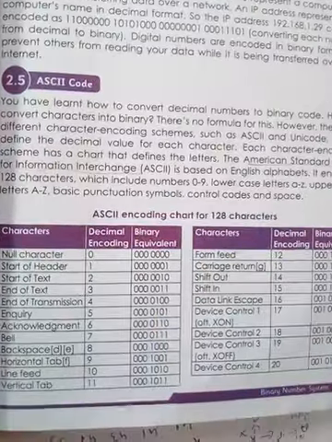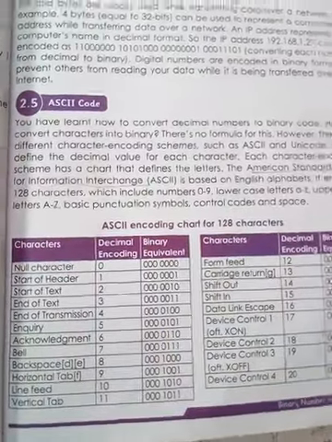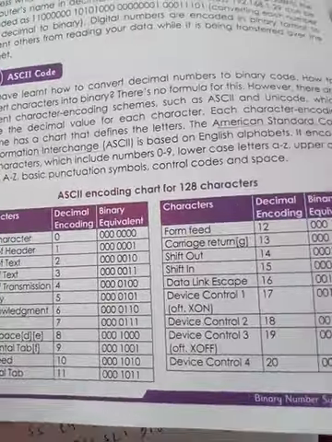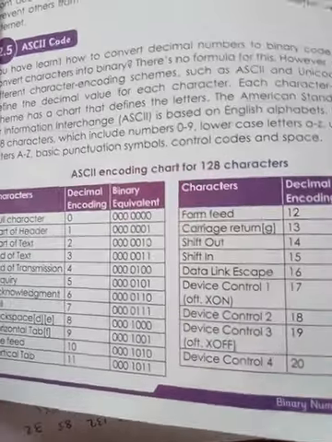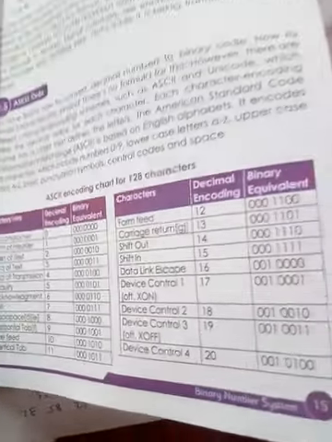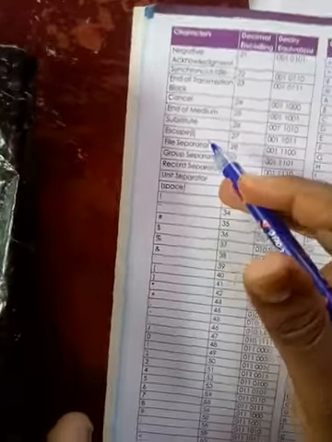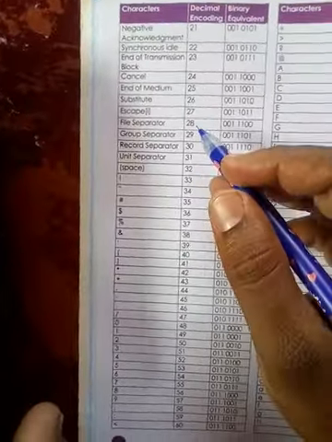Go through this whole ASCII encoding chart of 128 characters. Keep practicing, and mainly concentrate on your alphabets and characters and the escape key, what the decimal code is and what the binary equivalent is. Whatever 128 characters they have given in the textbook, you go through all of them. The standards are given there.